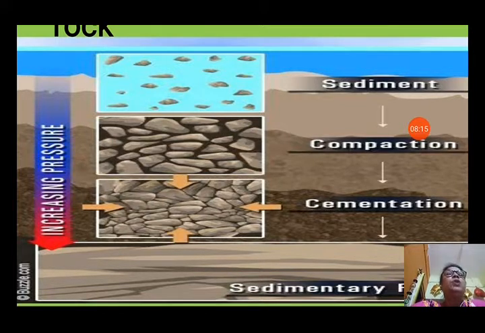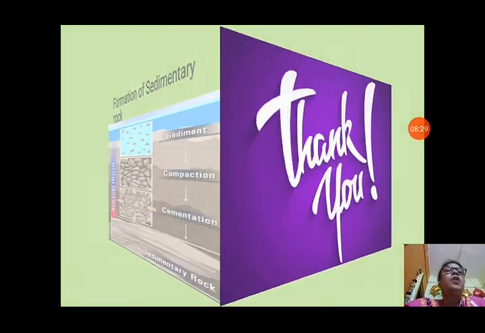Since it is formed by layers of sediments, layer by layer sediments are deposited. So when we see these rocks, we find layers in these rocks. So these are called sedimentary rock. This is the way how it is formed.